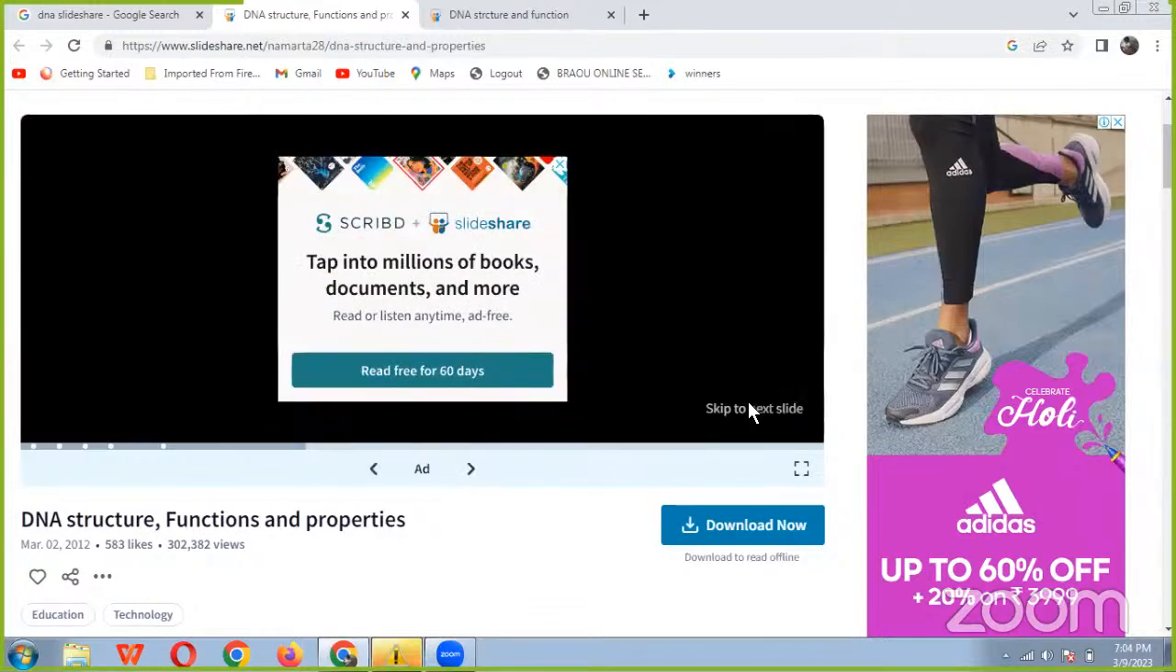Next one is the structure of the DNA. The main important feature of the DNA is that the genetic information of the cell genome is a single copy. A gene is a segment of DNA molecule. Okay, what are the important features of the DNA?